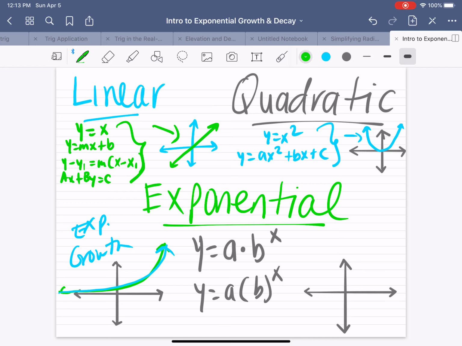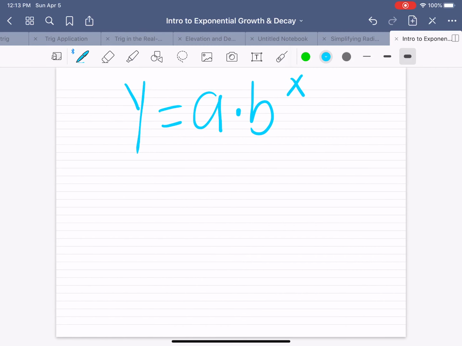The other one is exponential decay. That's whenever the graph goes down when you look at it from left to right. So again, if you start from the left side and look at the graph, you can see that it is decreasing. In other words, going down. So this is exponential decay. The graph is going down. So this is the equation for exponential growth or decay. So let's break these variables down real quick.